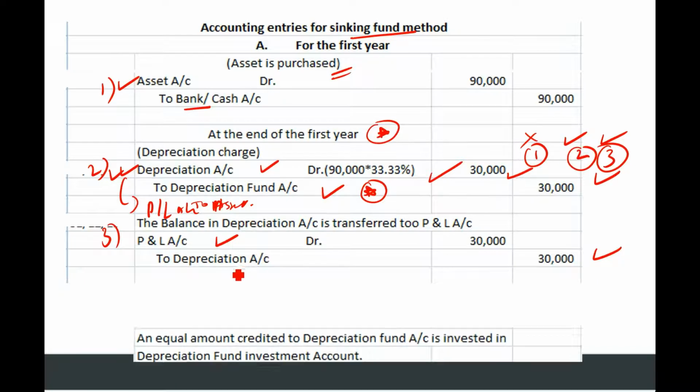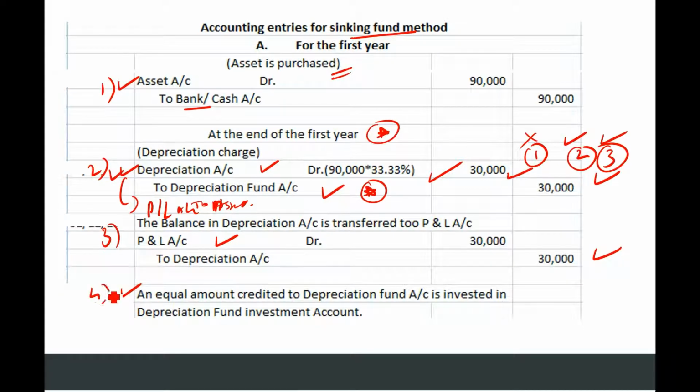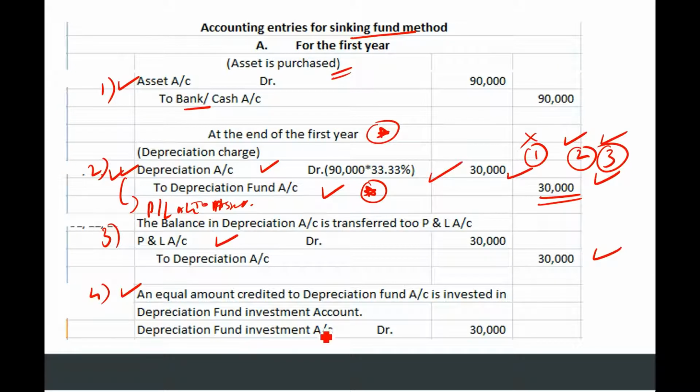So an equal amount that is credited to depreciation fund is invested in depreciation fund investment account. Whatever equal amount is transferred to depreciation fund, the same amount has to be invested in the depreciation fund, or you can say sinking fund investment account. So the entry will be depreciation fund investment account debit to bank account. Bank will be credited because money is going out. So depreciation fund investment account debit to bank account 30,000.